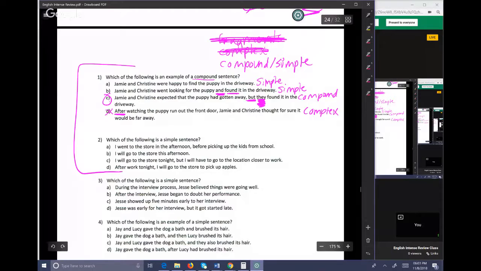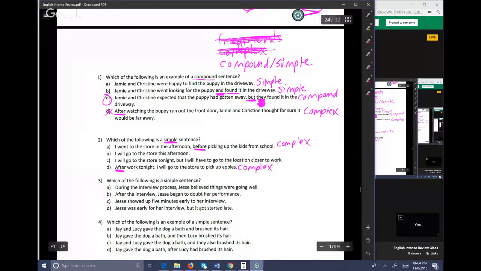On number 2, they want us to find simple. Again, going to go back to my steps the way that I know to follow them. I look for fragments first. There are no fragments. B is a short sentence, but it is a complete sentence. So we don't have any fragments. Complex is going to have subordinate conjunctions, and I have 2 of them in this instance. I have A with the word before, so we can take that out of the running. And I have D with the word after, so we can take that out of the running. So there's our complex. Now we're down to compound and simple.